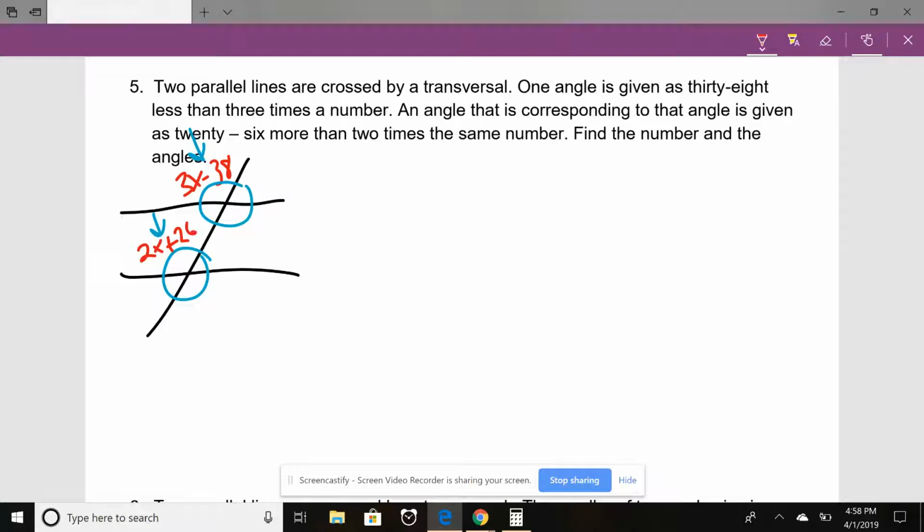Now we know that corresponding angles are congruent. Congruent means the same measure. Same in mathematics means equal. Okay, so that means these angles are going to equal each other. 3x minus 38 equals 2x plus 26.